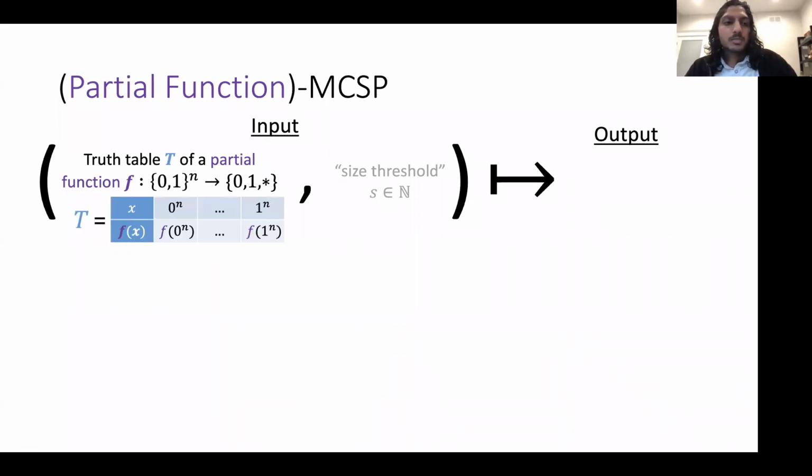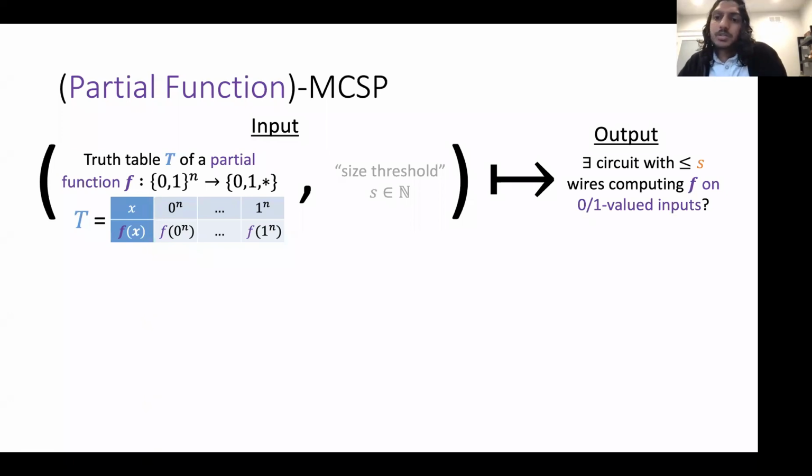One thing I want to emphasize is that we're not taking a more succinct approach, where you could define this truth table in terms of input output pairs, which could be exponentially more succinct if the function is not defined on too many points. That's not what we're doing. We're still requiring a truth table of length 2 to the n. It's just that it could have some stars in it. That's the input, and the output is very natural: does there exist a circuit, the usual type of circuit, an AND-OR-NOT circuit with fan-in 2, with at most S wires that computes this function on all 0, 1 valued inputs.